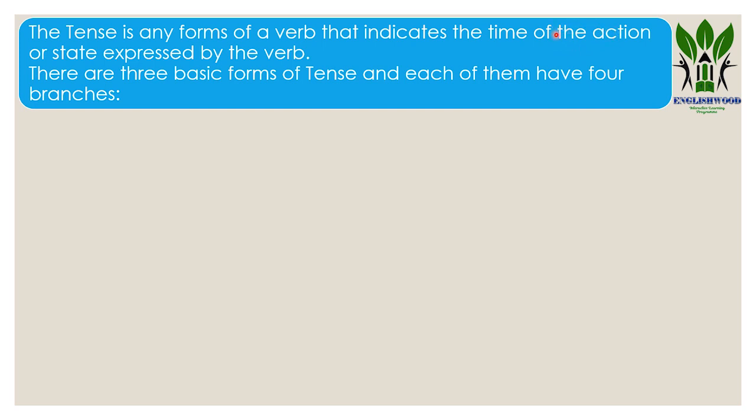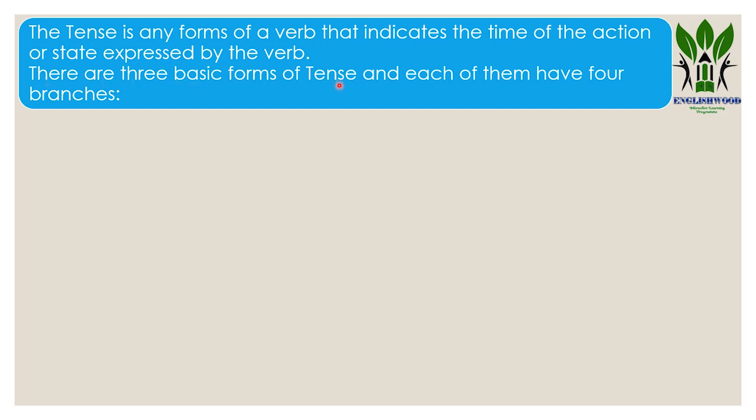So when the action happened, when will the action happen, is it happening now? So it gives you the time of the action, or it gives the state, the condition of the action, and it is expressed by the verb. So tense is basically the time.